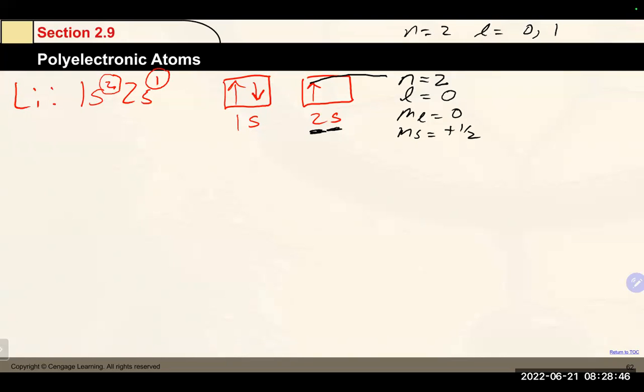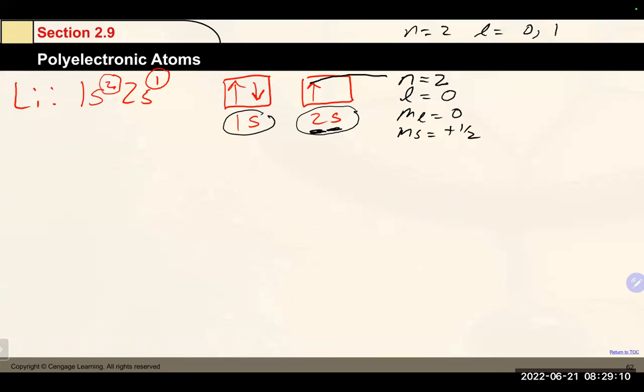You can obviously go through each individual electron and give the 4 quantum numbers for them. Any questions on that there? Now, in this case, we basically have 2 electrons on the first energy level, and 1 electron on a higher energy level, which would be the second energy level.